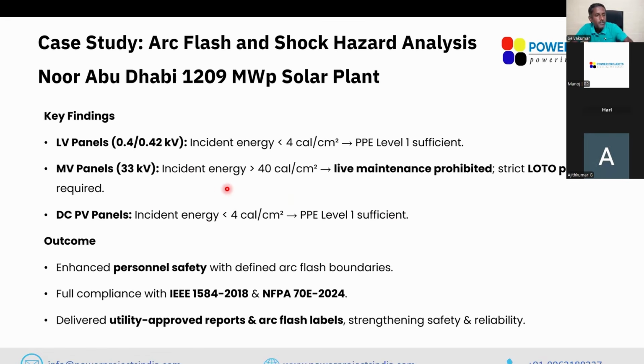So, what is the incident energy? Low voltage panels, it is less than 4 calories per centimeter square. But at 33 kV, the incident energy has gone beyond 40 calories per centimeter square. So, what we have recommended is don't do any live maintenance. It's a solar plant. No need to do live maintenance. If at all, you will lose some energy, which means you will lose some money, but your life is more important than money. So no live maintenance. That's our recommendation. And DC panels, it is less than 4 calories per centimeter square.